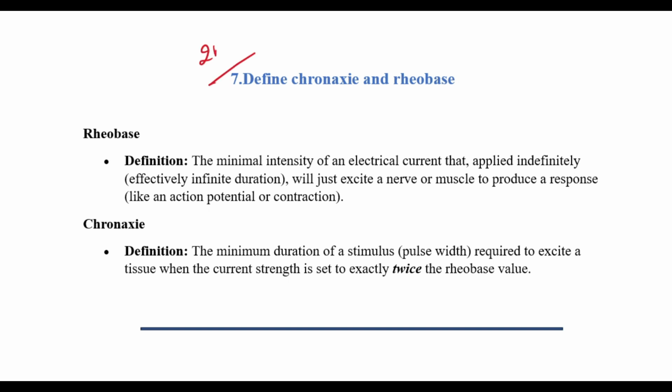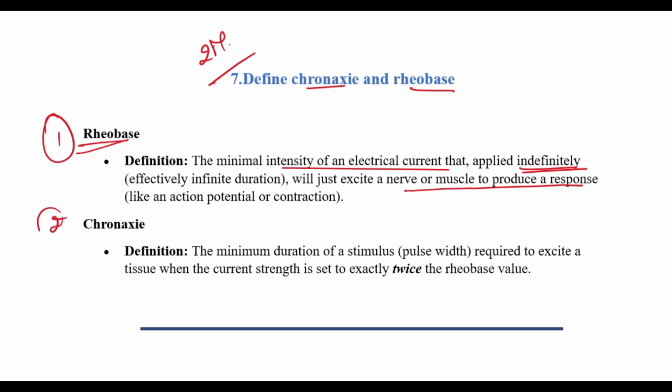Two marker that we have is define Chronaxie and Rheobase. Rheobase we will see first because it is related to Chronaxie. It is defined as the minimal intensity of an electric current that is applied indefinitely, for an infinite duration, that will excite a nerve or a muscle to produce a response. Chronaxie is the minimum duration of a stimulus or the pulse width that is required to excite a tissue when the current strength is set to twice the value of the Rheobase.